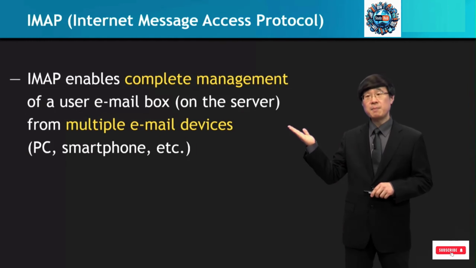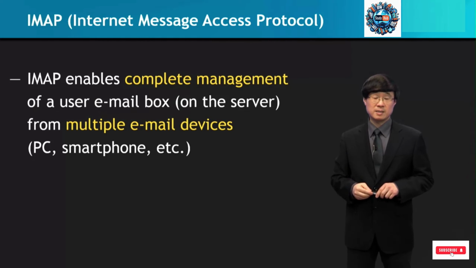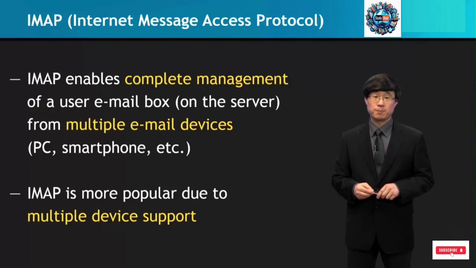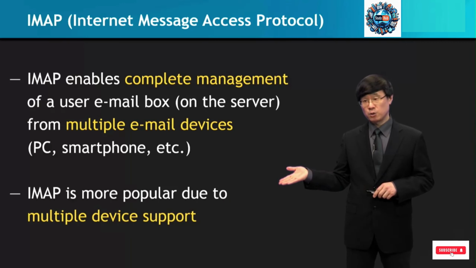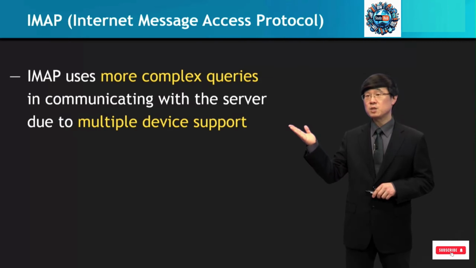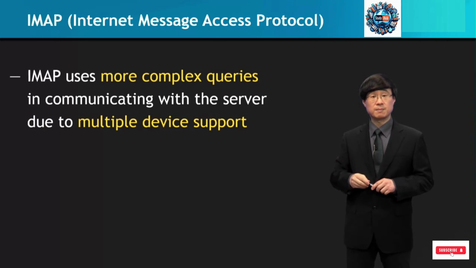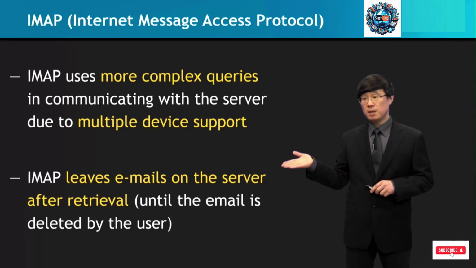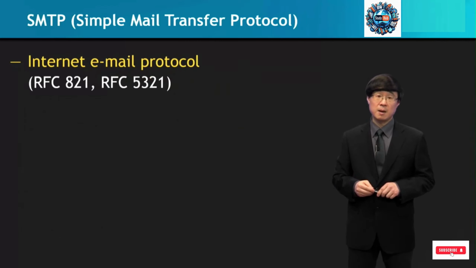IMAP enables complete management of a user mailbox on the server from multiple email devices, such as your PC, your smartphone, and your notebook computer, your laptop computer, and other devices. IMAP is more popular due to multiple device support. IMAP uses more complex queries because it needs to support multiple devices. It leaves emails on the server after retrieval, and it's left there until the email is deleted by the user.